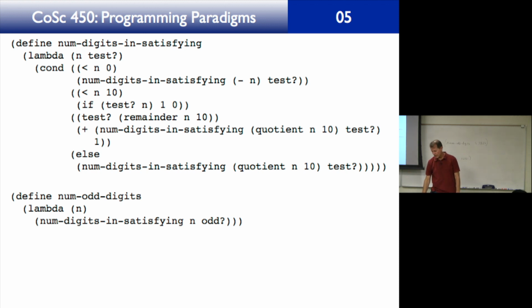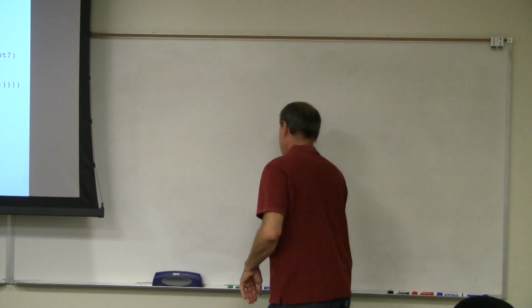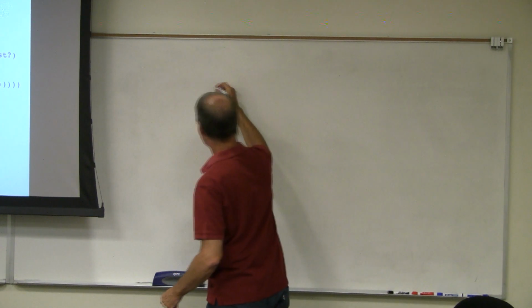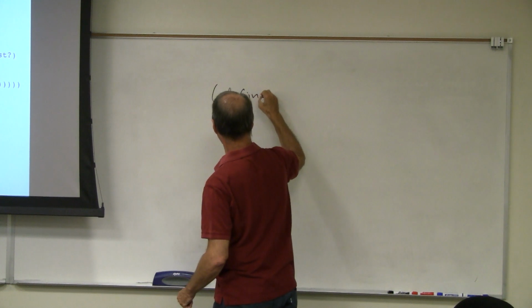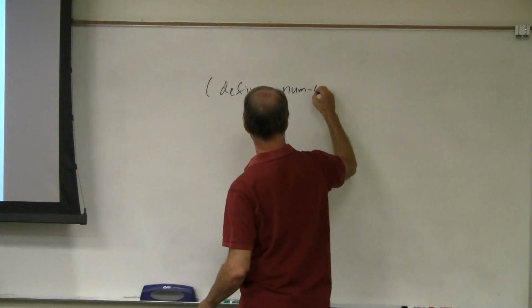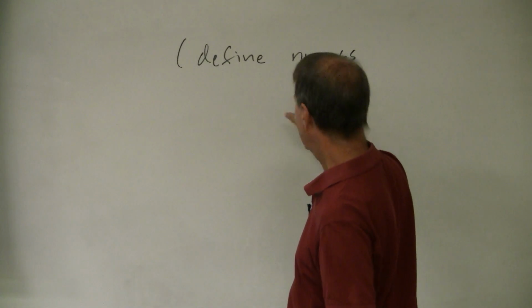So now, how would you define num sixes? Now, this is cool. Do you suppose there's a num sixes function built in to Scheme? Probably not. So how would you define this? How would you define it? Okay, so here, can you predict? Yeah, let's see if we can predict. Define num sixes, and then lambda n.